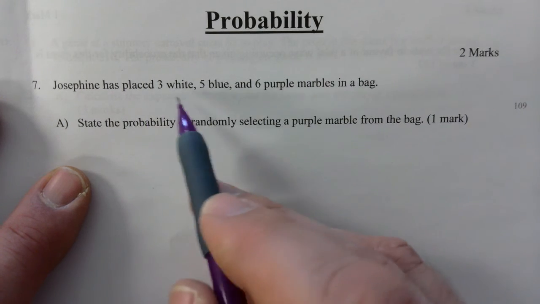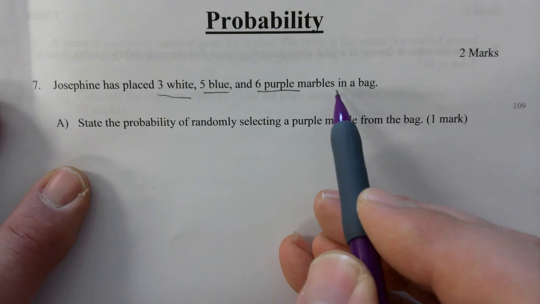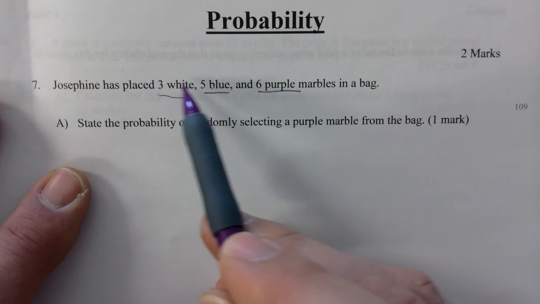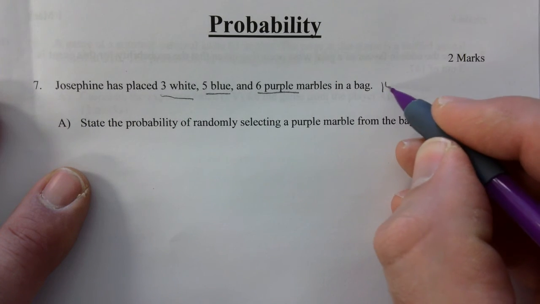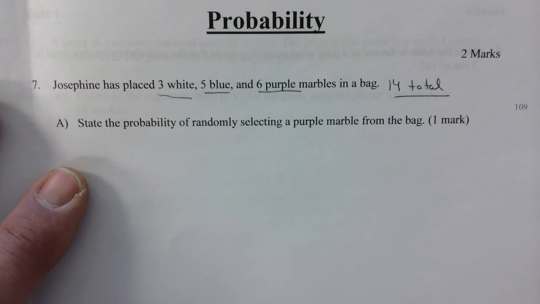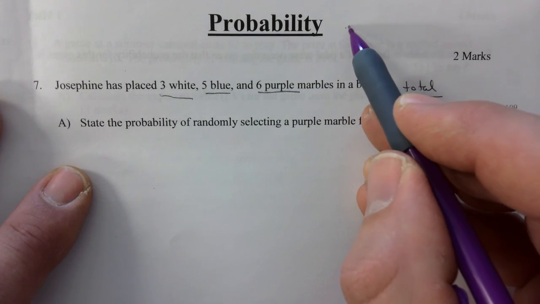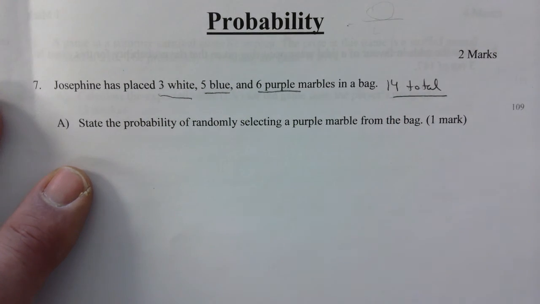Josephine has 3 white, 5 blue, and 6 purple marbles in a bag. When I see marbles or anything like that, I right away add them up, right? 8 and 6, that's 14. I just do that because I kind of know where it's going to go. You're going to need your total when it's probability. Remember, probability is favorable outcomes divided by total, always. That's essentially what it is.